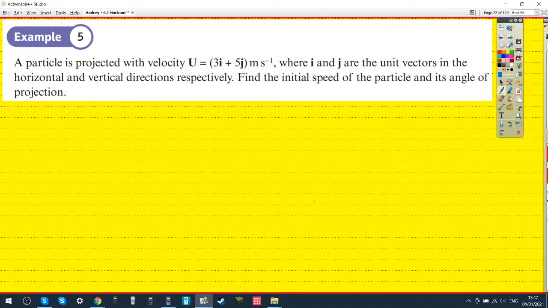Okay, reverse. They give us the vector. We have to work in reverse to get what the original angle and force were.